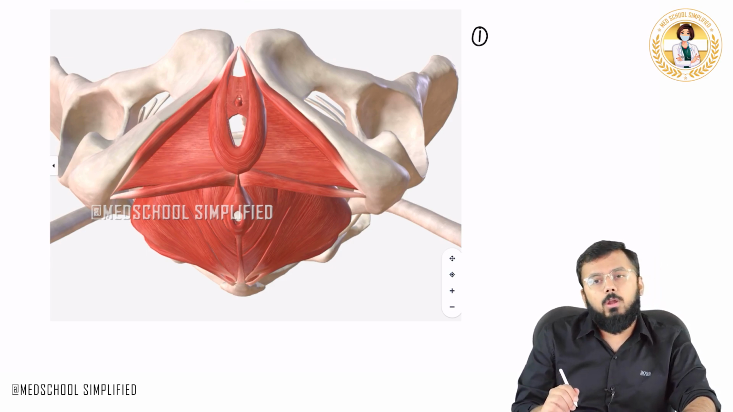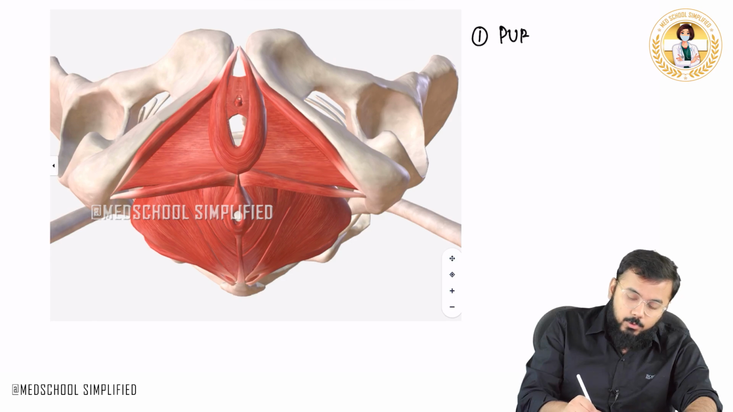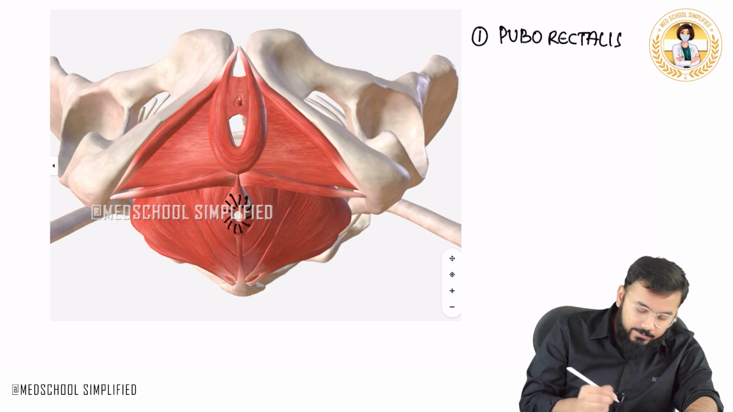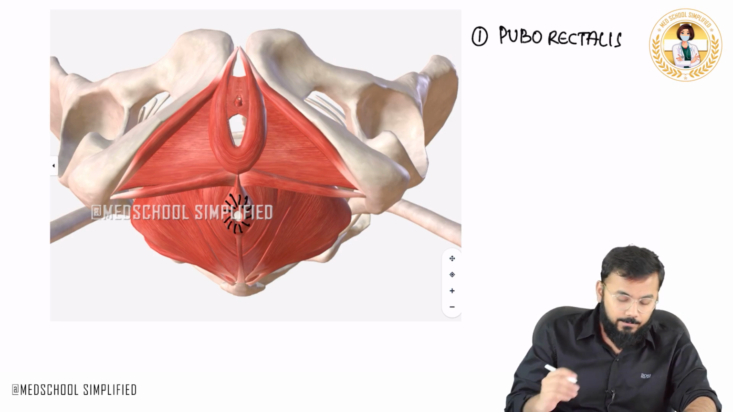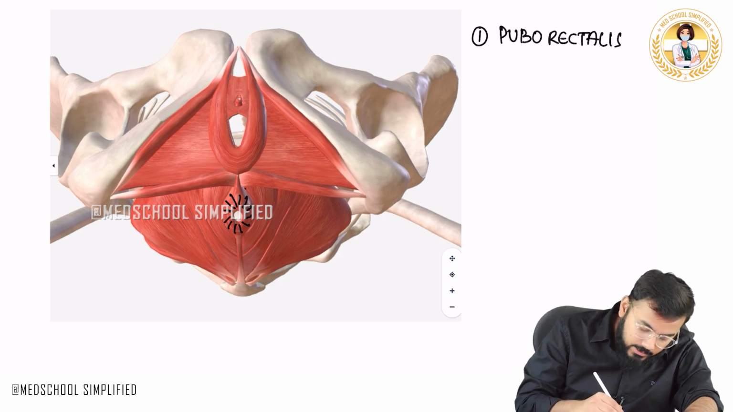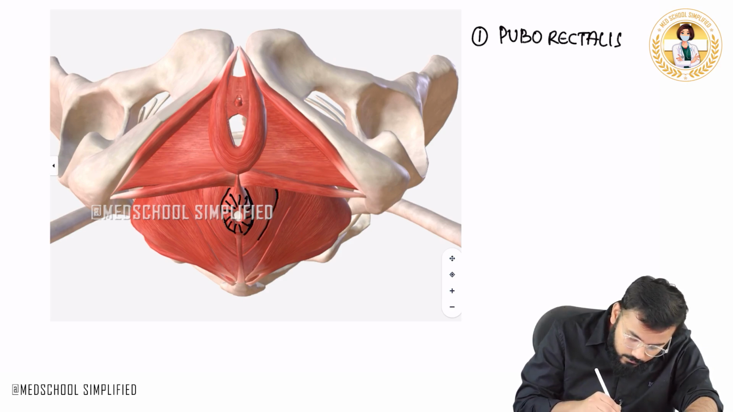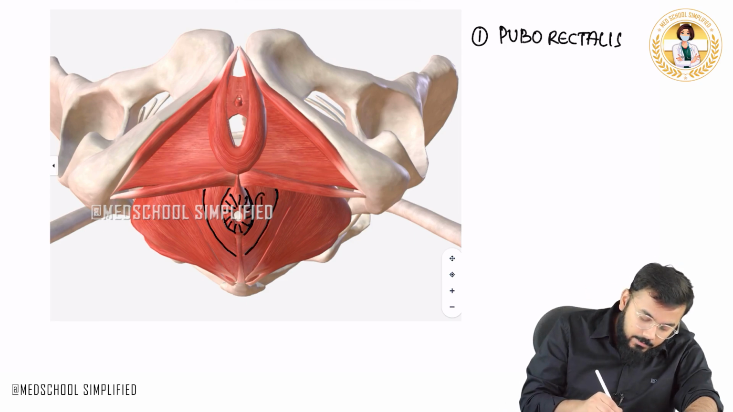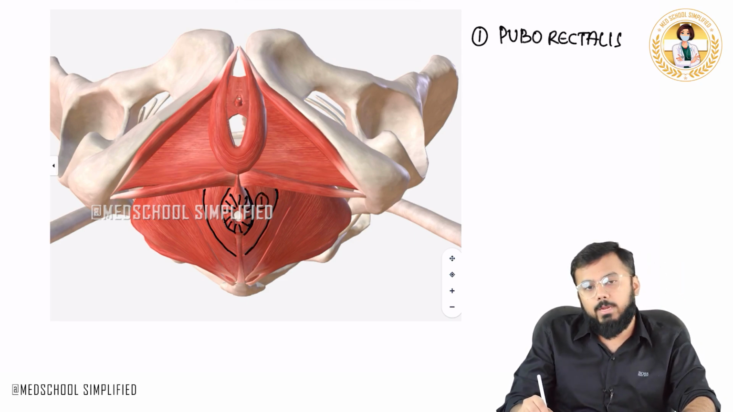So the first muscle is called your puborectalis muscle. Before I show you puborectalis, you should know that this particular muscle which I am drawing right now, surrounding the anus, is called the external anal sphincter. Outside the external anal sphincter, you have got another group of muscle, for example, this one. You see this muscle, right? So this muscle number 1 is called your puborectalis muscle.